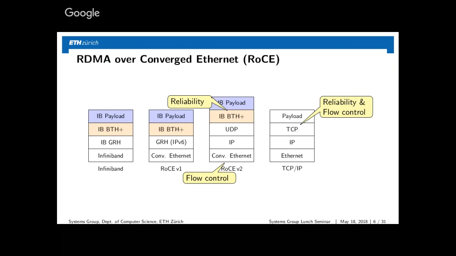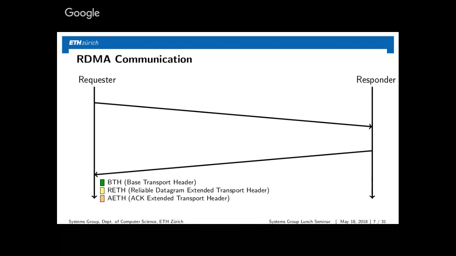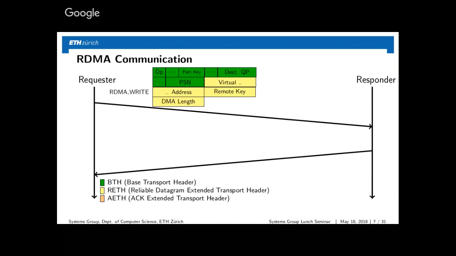So, to get this right, in this example we see how this looks on the wire. For instance, we have a requester which sends a write command, which has this base transport header, and then it has an additional header, which is called the extended transport header. The base transport header has an opcode, which in this case is a write. And it has an identifier for the queue pair. So this is similar to a socket number. And it has a packet sequence number. And since this is a write, we also need a virtual address to know where to place the data and the length of this DMA request.